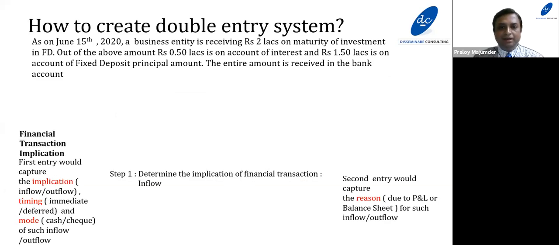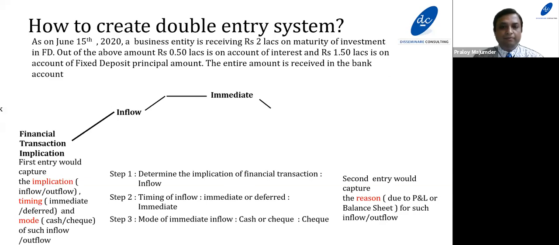Let us capture it, same concept. It's an inflow, immediate in the form of a bank. So the first entry, no problem. Second entry, again, we have to see it has got two components. One is an inflow on account of some outflow which has happened in the past, the fixed deposit principal amount. Principal amount as an outflow has happened in the past, now an inflow is happening.